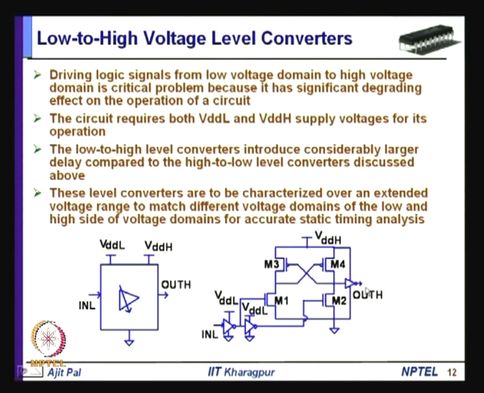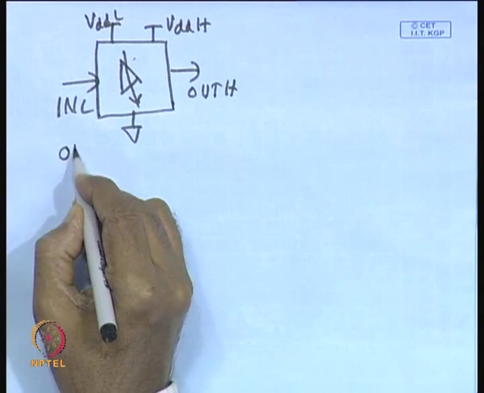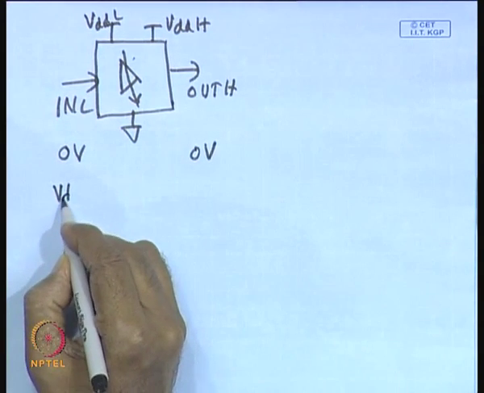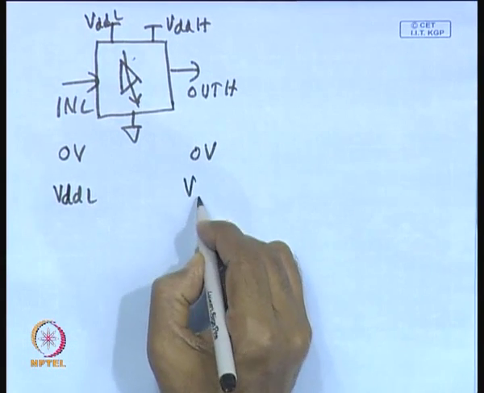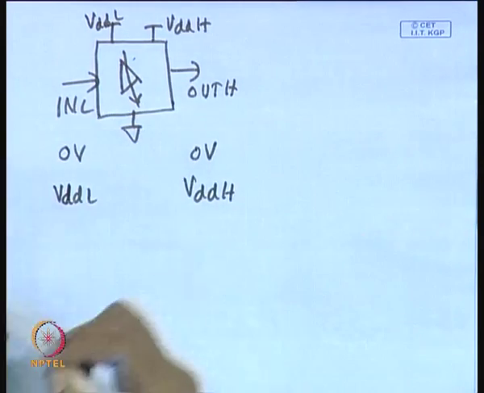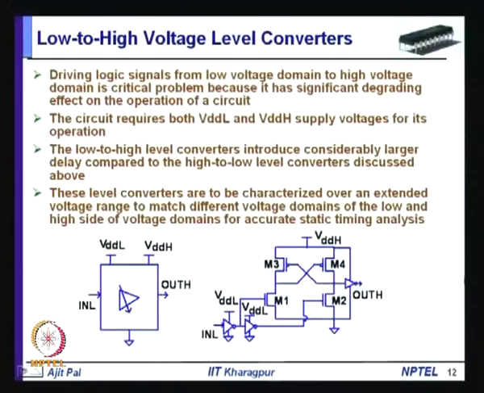So, the input polarity at this point and at this point is identical; the only difference is in their levels. If this voltage is 0 level, you get 0 level here. If this voltage is high level, you get high level here. However, here 0 corresponds to 0 volt and in this case 0 corresponds to 0 volt, but here the high level corresponds to VDDL, and here the high level corresponds to VDDH. So, that is the difference between input and output. This kind of level converter can be realized.